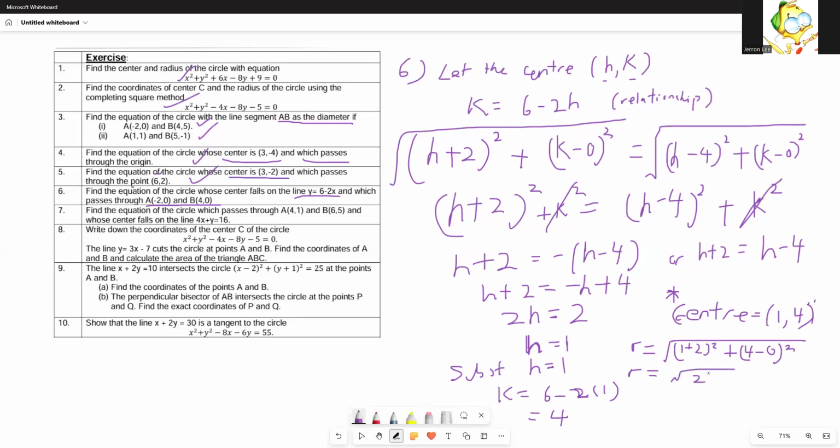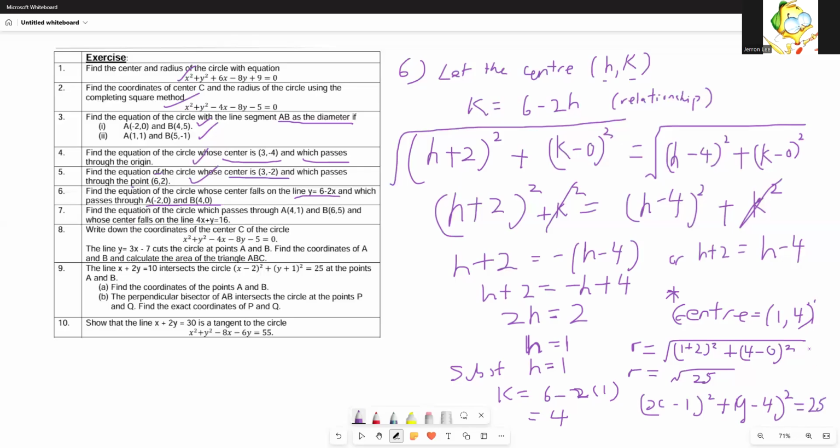And of course, you probably know your equation of the circle is going to be (x - 1) squared, plus (y - 4) squared, equals 25. All right, so basically your two answers are here in front of you.